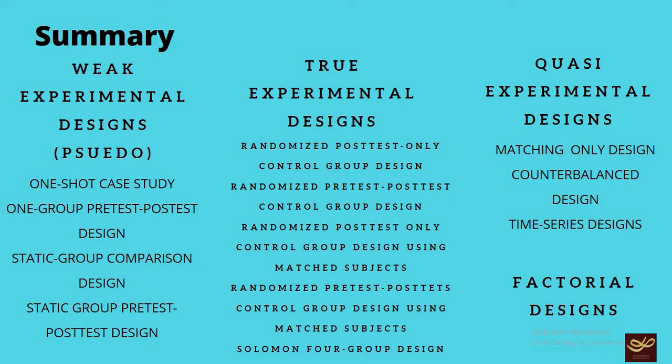Several studies have shown that weak experimental designs, particularly the one-shot case study and one group pretest-posttest design, do not have any single inch of control for threats to internal validity. As you progress to static group comparison design, quasi-experimental design, true experimental designs, and factorial designs, the degree of control to threats to internal validity becomes stronger.